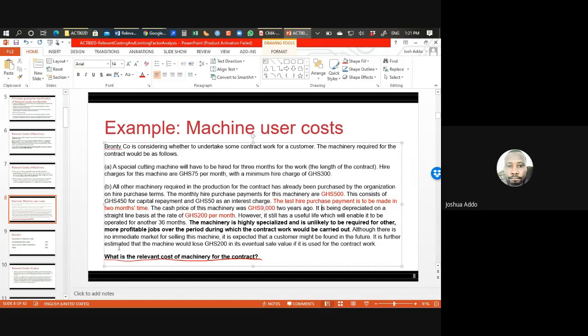Although there is no immediate market for selling this machine, it is expected that a customer might be found in the future. It is further estimated that the machinery will lose 200 Ghana cedis in its eventual sale value if it is used for the contract. Is this one a relevant cost or not? And explain your answer.